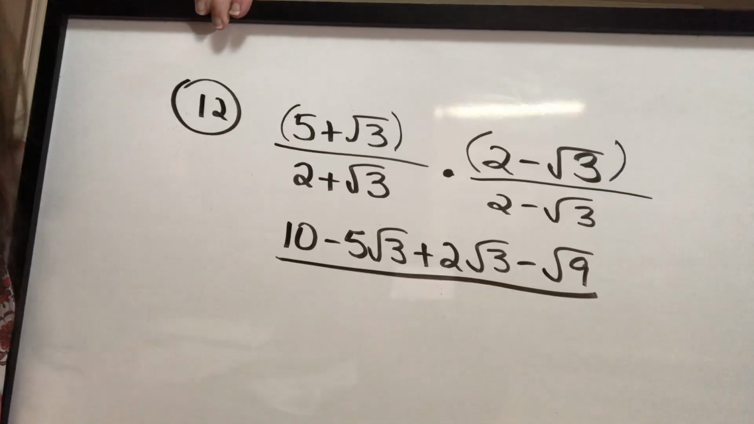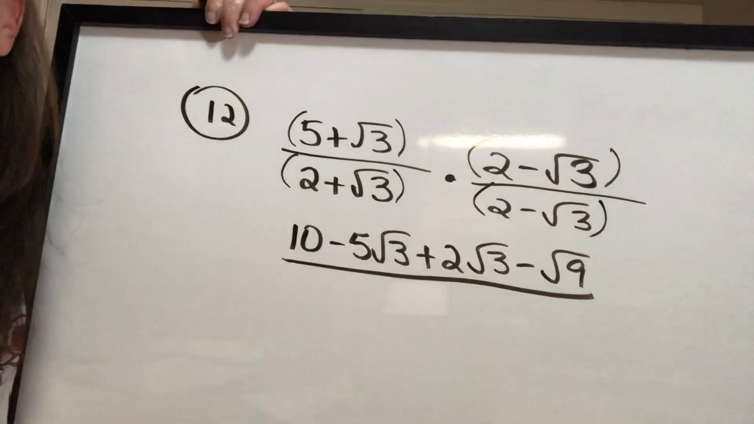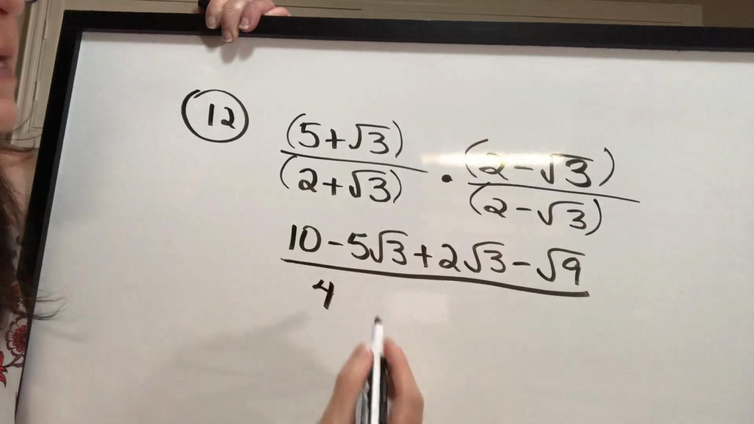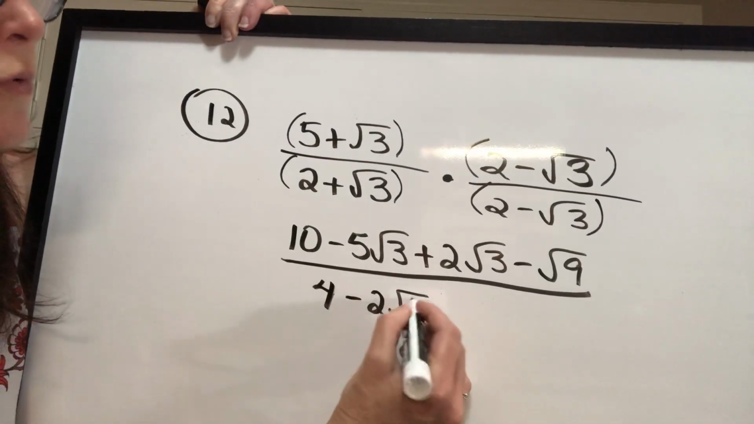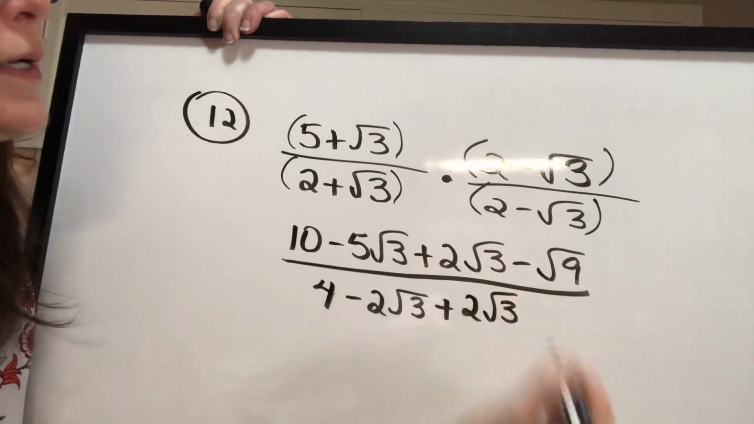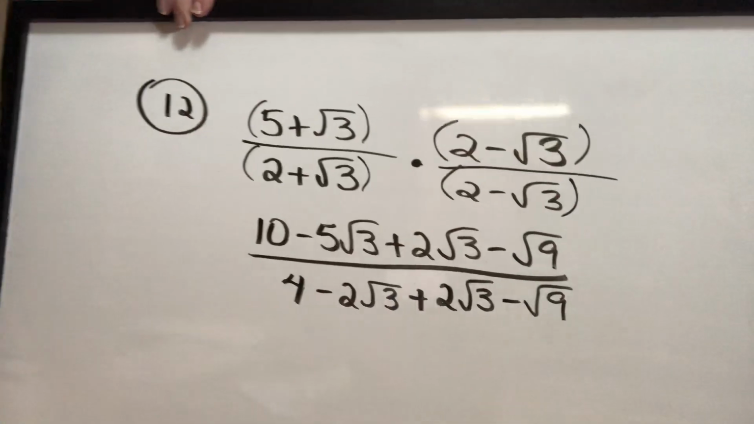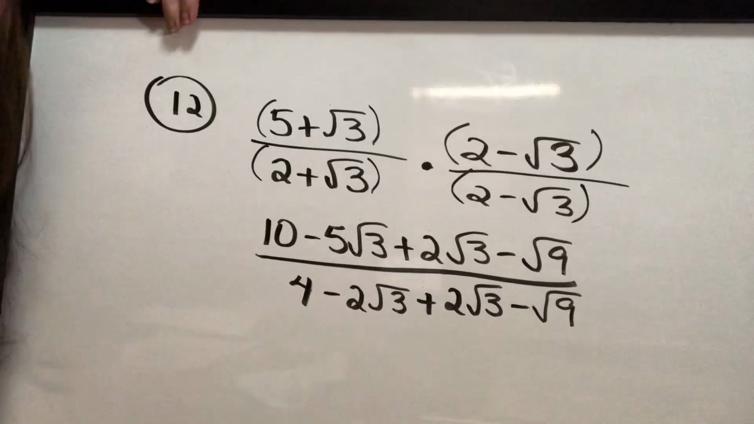You're going to do the same thing in the denominator. You're going to FOIL this and FOIL this together. So first would be 4. The outside would be negative 2 square root of 3. The inside would be positive 2 square root of 3. And the last would be negative square root of 9. Okay, so that's what it would look like after it's been FOILed.